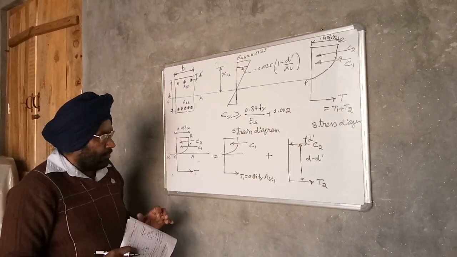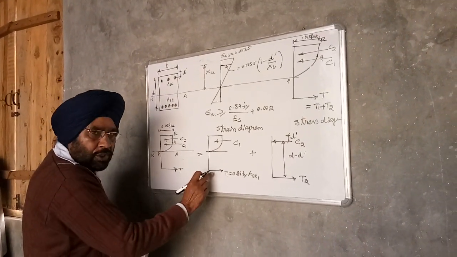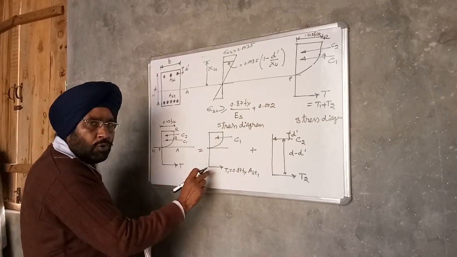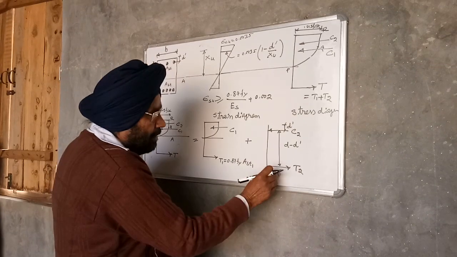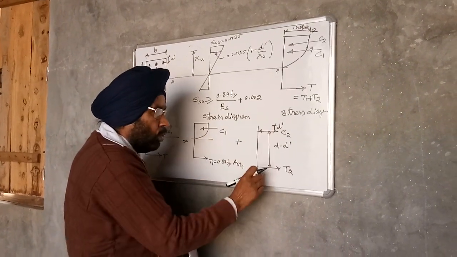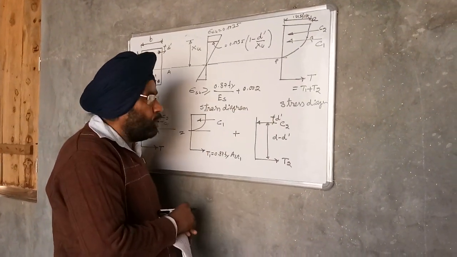So actually, this stress diagram for the doubly reinforced beam section, for calculation purposes, is split into two diagrams. The first diagram corresponds to section 1, the balanced singly reinforced beam section, and this stress diagram corresponds to section 2 for the additional moment Mu2.